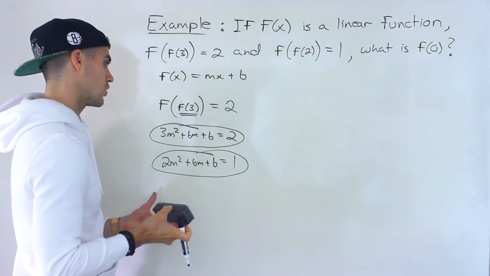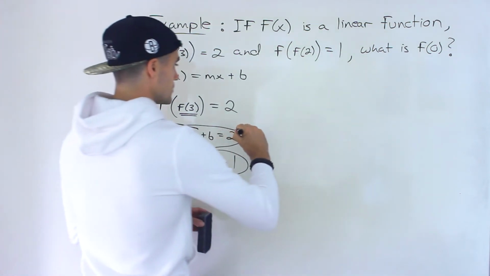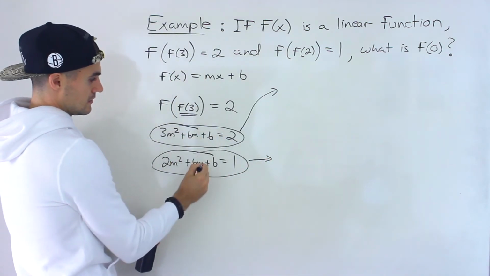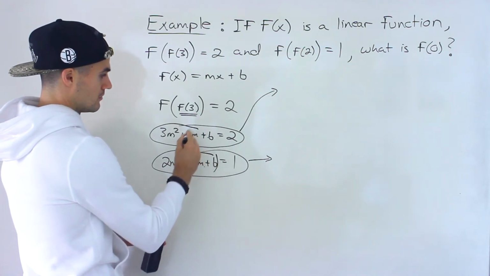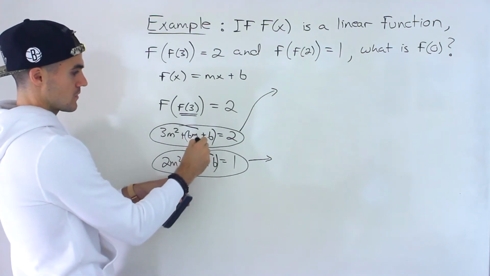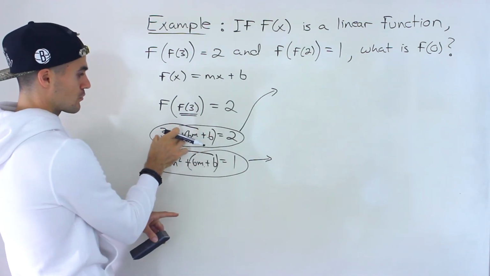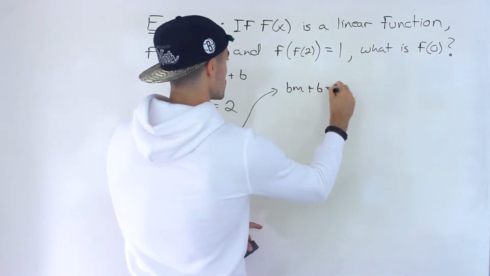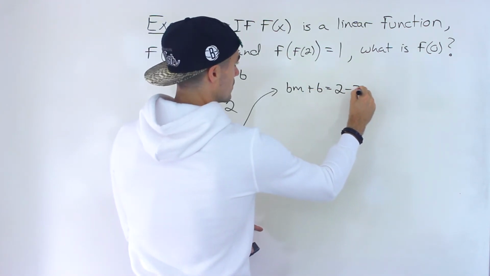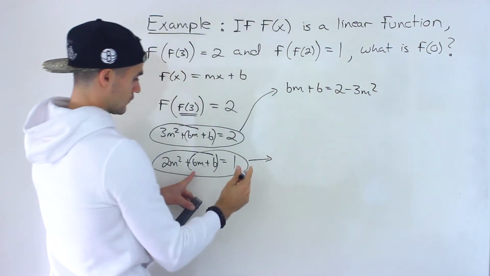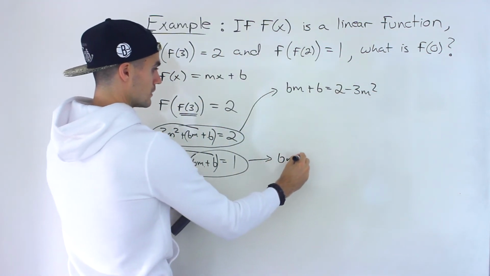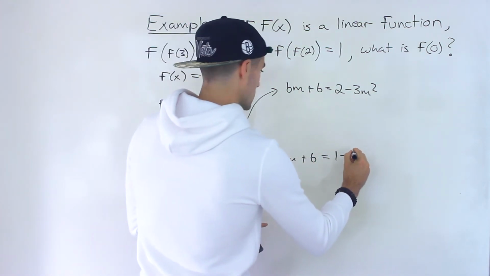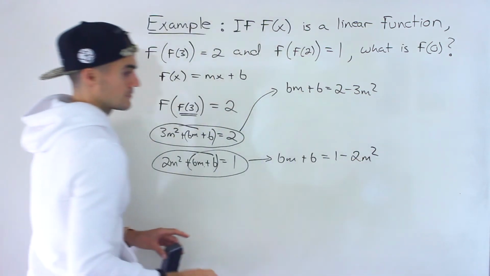So there's multiple ways you can go about this. What I'm going to do is, if you notice, this bm plus b, that term is in both equations. So I'm actually going to isolate for the bm plus b, so I'm going to bring the 3m squared over, so we'll have bm plus b is equal to 2 minus 3m squared. And then over here, same thing. I'm going to leave the bm plus b on the left side and bring the 2m squared over. So we'll have 1 minus 2m squared, like that.